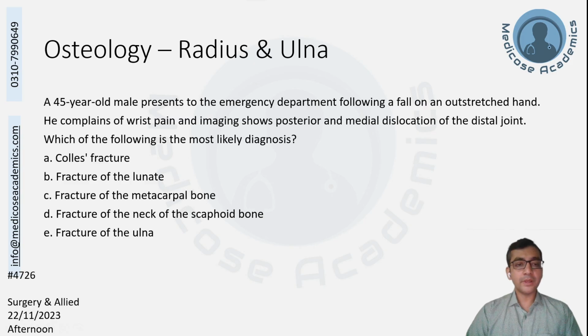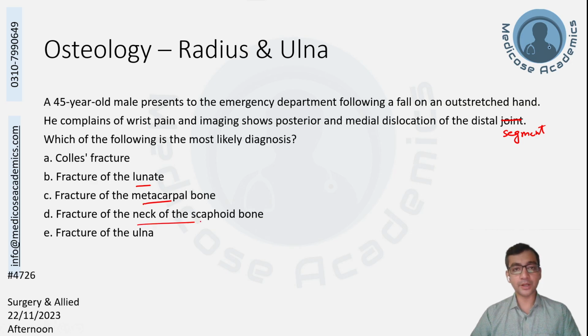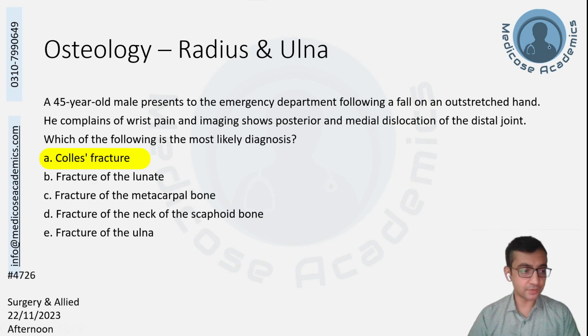A 45-year-old male presents to the emergency department following a fall on the outstretched hand. He complains of wrist pain, and imaging shows posterior and medial dislocation of distal segment. Technically speaking, distal segment would have been a better word here. Which of the following is most likely diagnosis? There is Colles' fracture, ulna, lunate, metacarpal bone, neck of scaphoid bone. So here the correct answer is Colles' fracture.